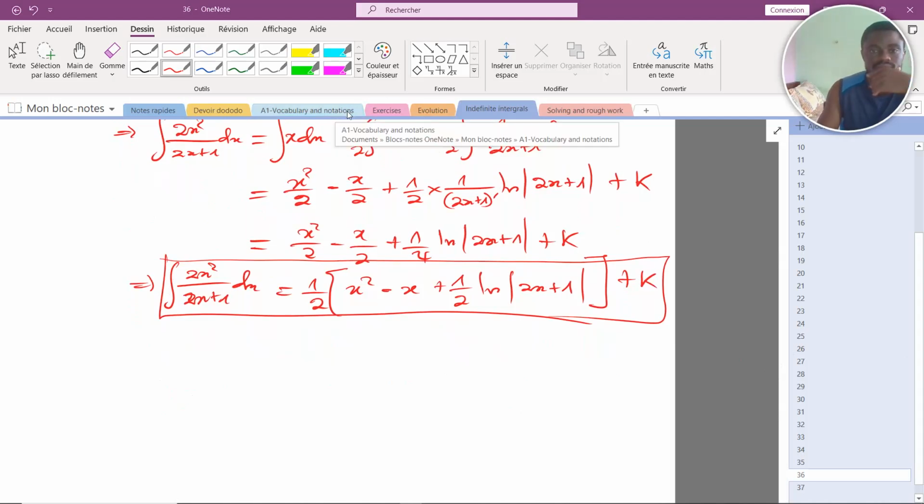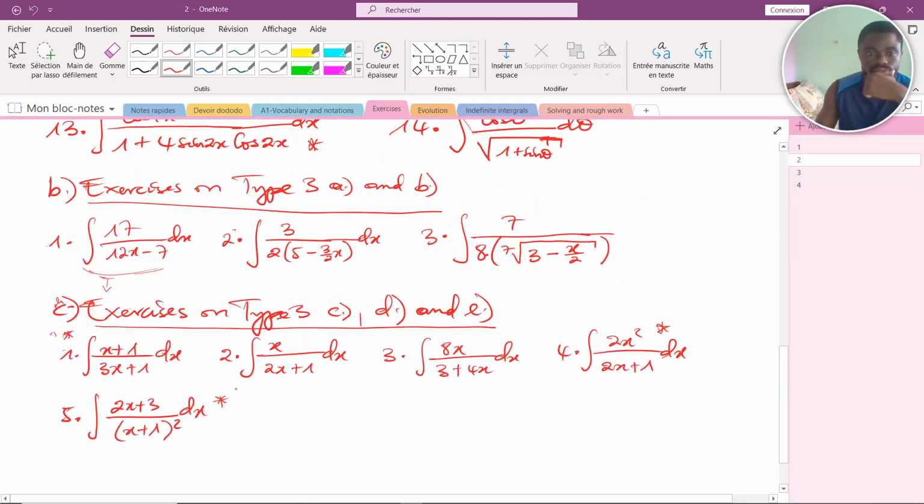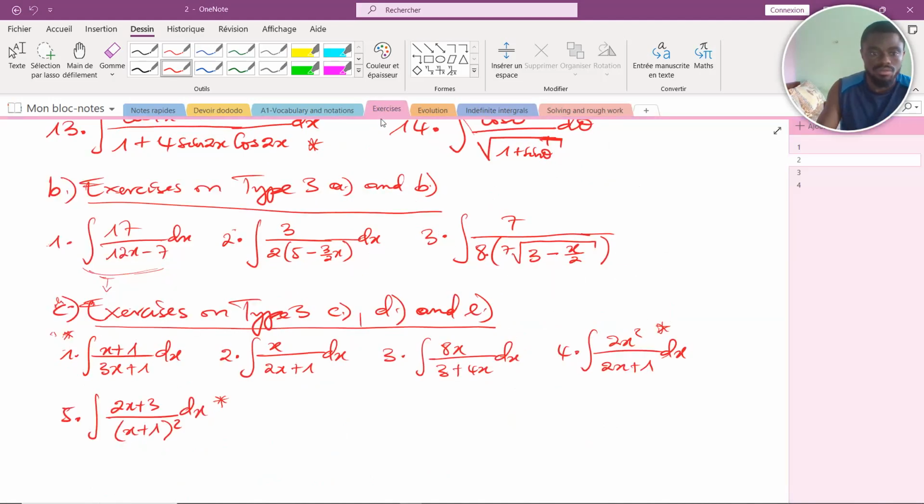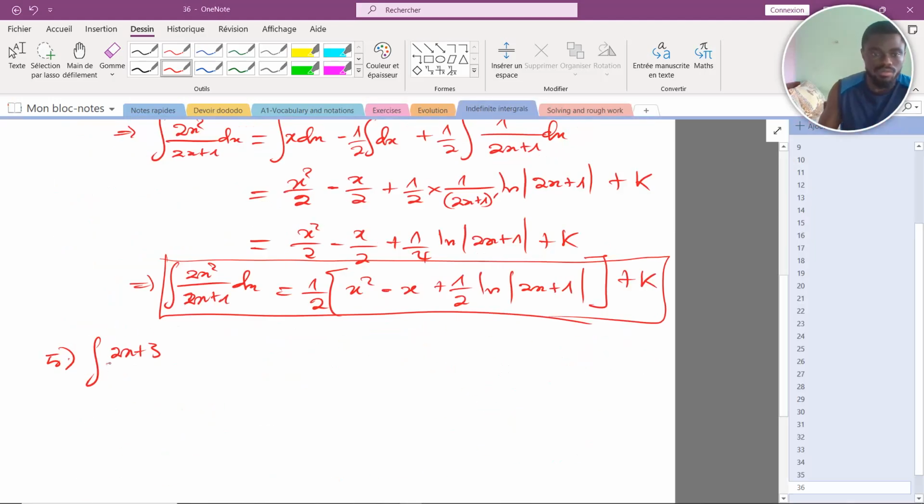Let's move to the last exercise, which is this integral. Integral of (2x + 3) all over (x + 1) all squared dx. So question 5, integral of (2x + 3) all over (x + 1) squared dx.